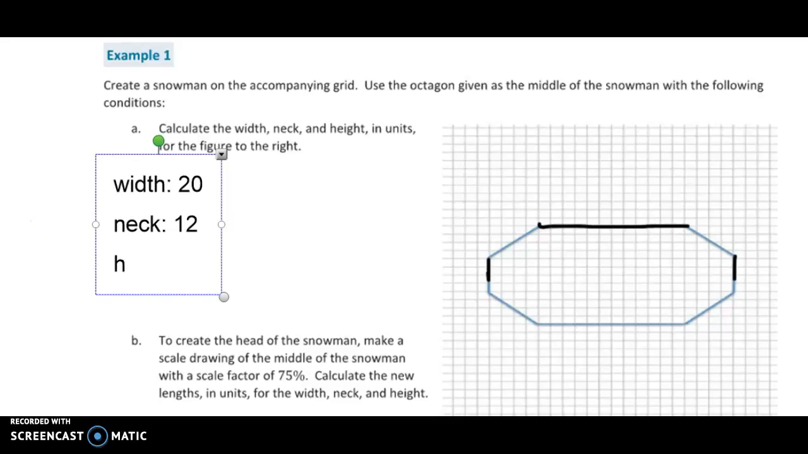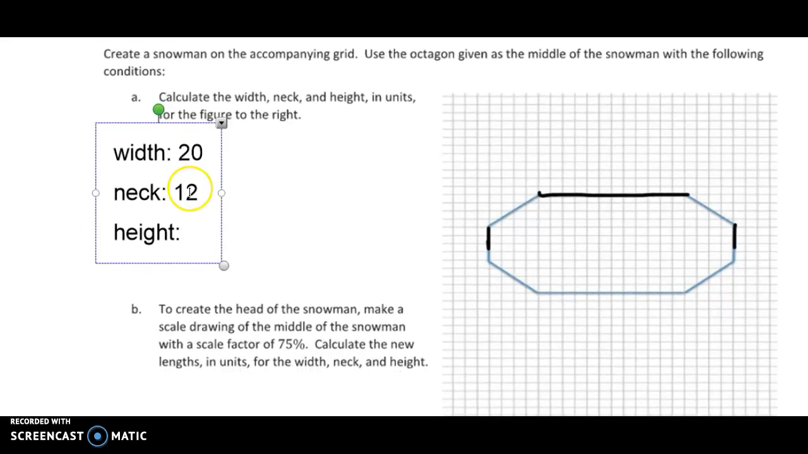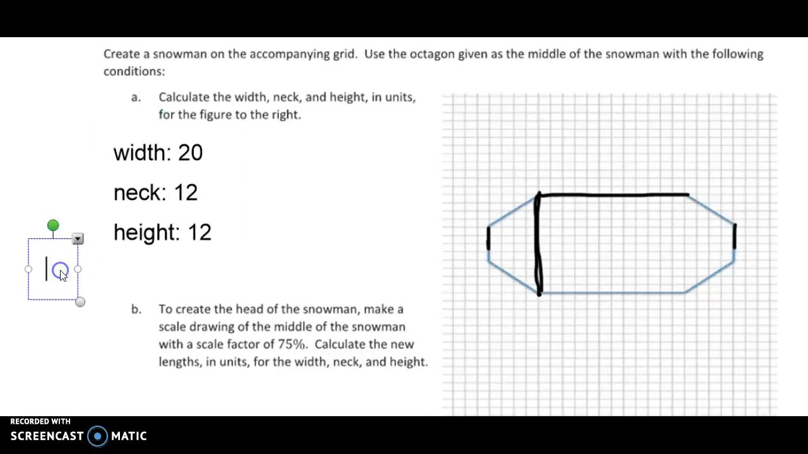The last one then is the height. All right, so if we can figure out these three measurements, that'll give us enough to work on. So the height, again, just talking about the middle of the snowman, the height would be from as far down on the snowman as we can go, counting up to the top of that center octagon. How many units would that be? Okay, and that's all they want to know for letter A.